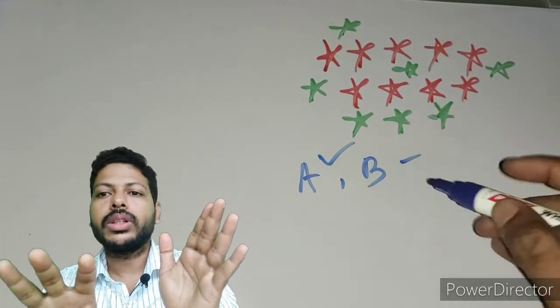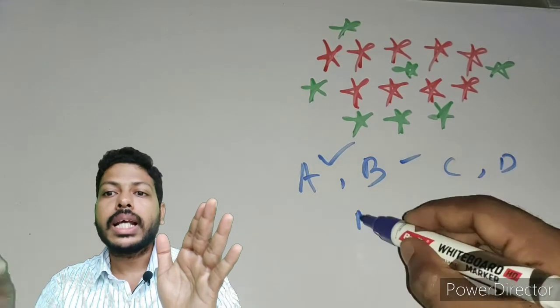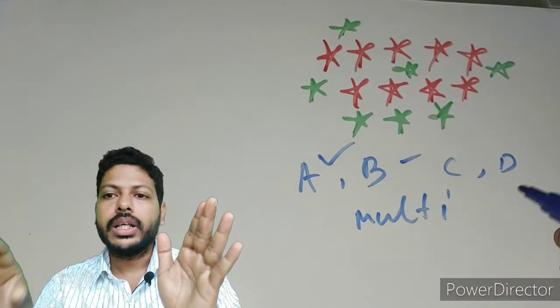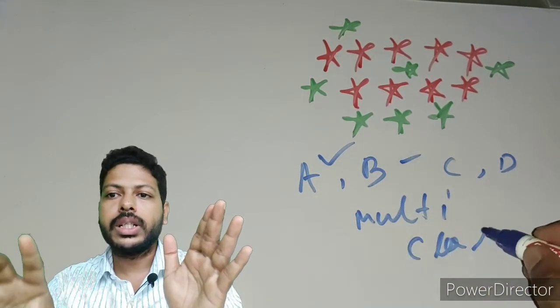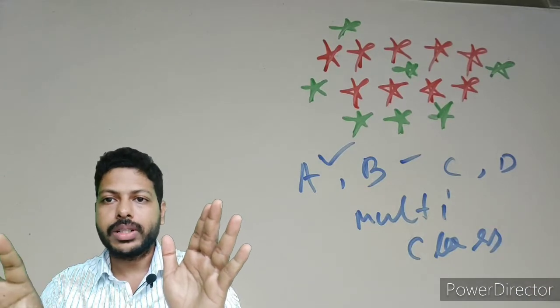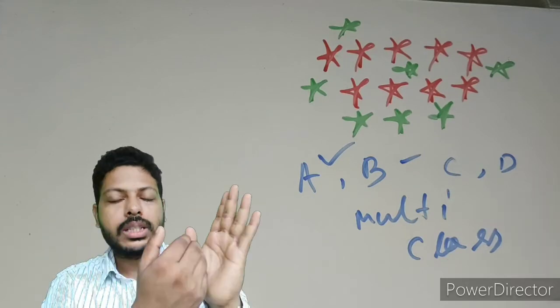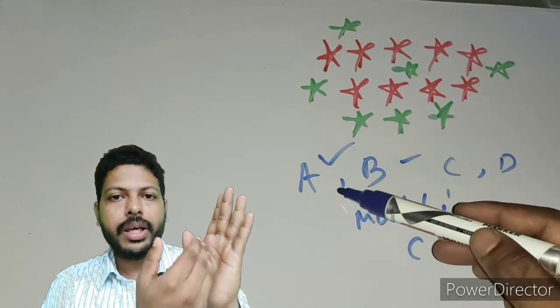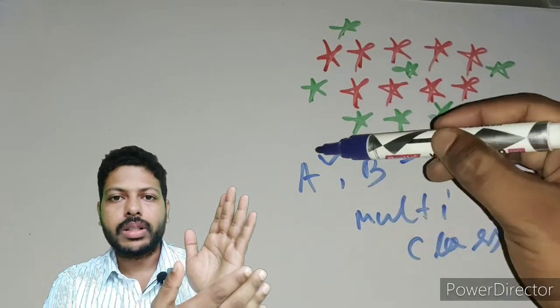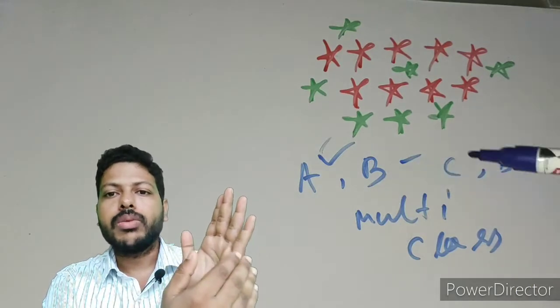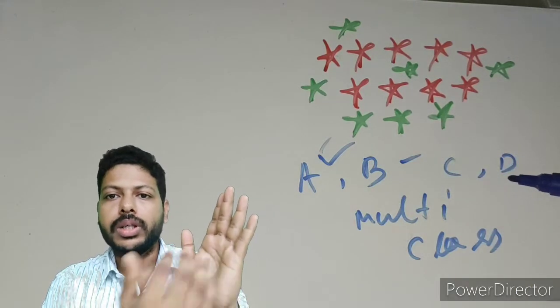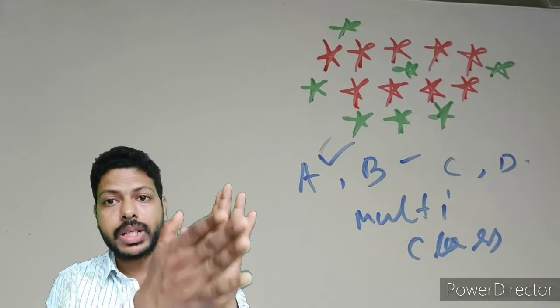If there are four options, it is called multi-class classification. Like if it is A, B, C, D, there are four options present. If we are classifying into those four options, if it is A, it belongs to a separate option. If it is B, one more option, C, one more option, D, one more option. We are not giving it, it is present.